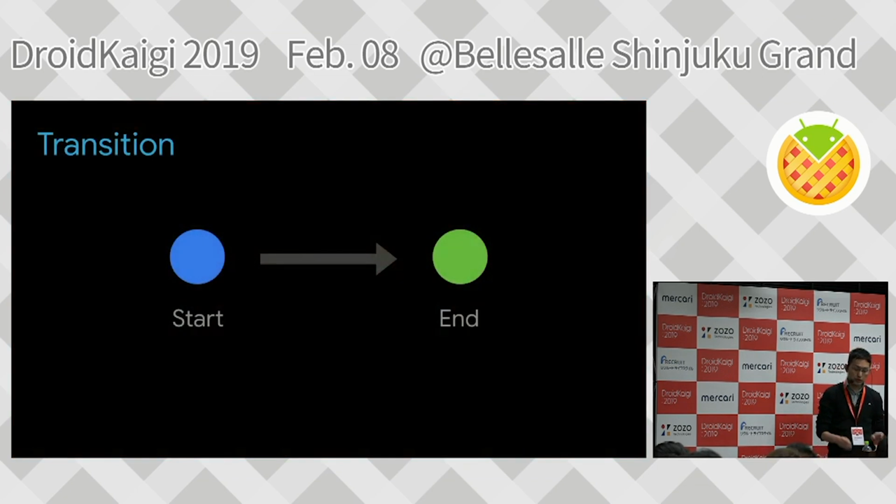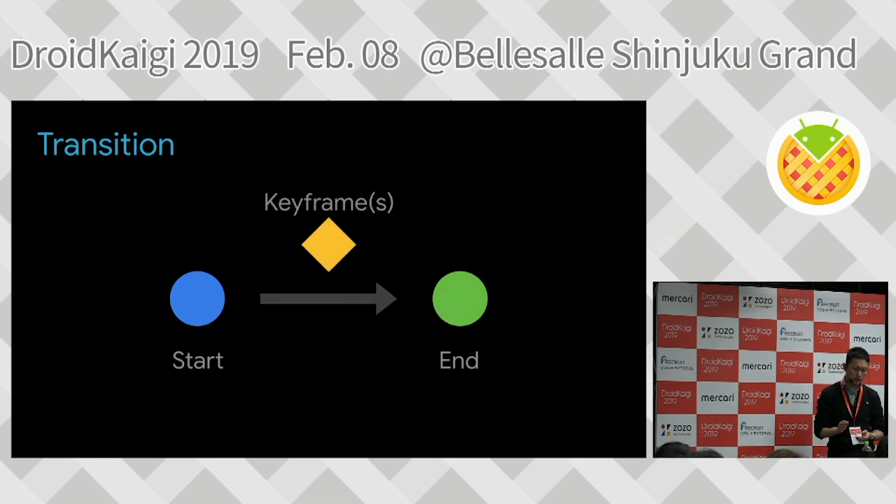As I explained, the resulting states are implemented by using constraint sets. But in some cases, you may want to have intermediate states. And the keyframe is a lightweight approach to achieve the intermediate state. For example, you may want to shift your view positioned at the 30% of the screen at the 50% of the transition.